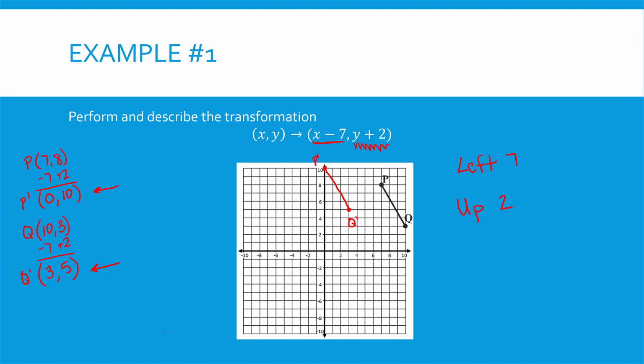Which we can connect right here to our transformation. X minus 7. The x-axis runs right and left. So if we go minus, we'd be going left, and then 7. So minus means left 7. And the y-axis goes up and down. So we can relate a plus as going up, and then 2.